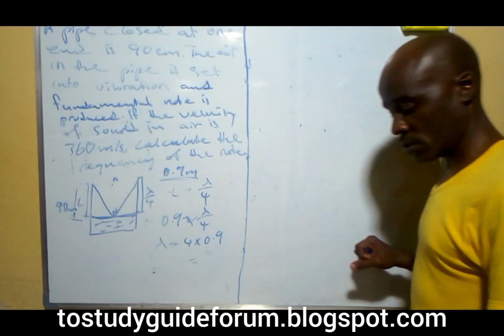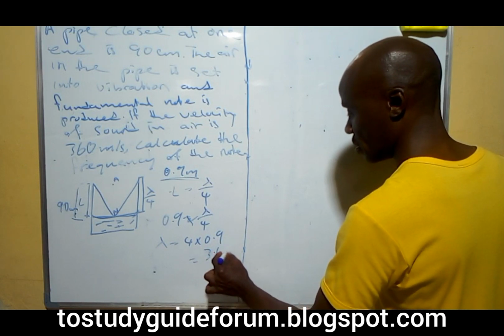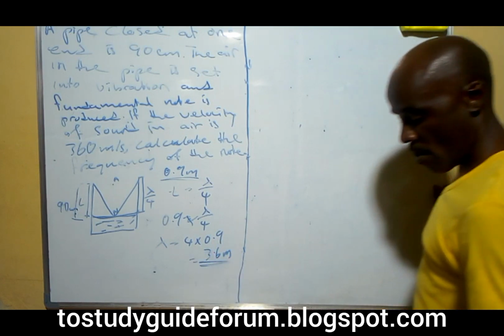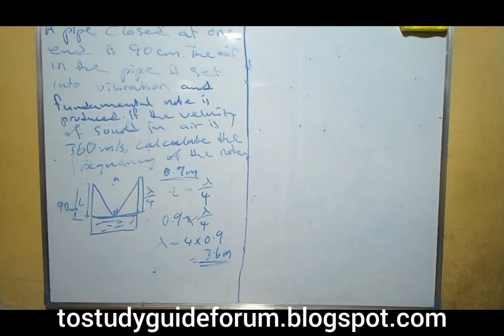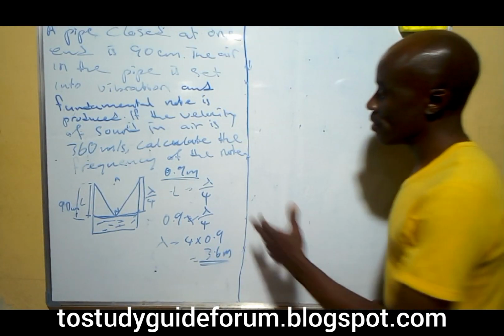Therefore, crossing over, we have wavelength equal to 4 times 0.9. That will give us 3.6 meter. That is the wavelength. So we said that we should calculate the frequency.